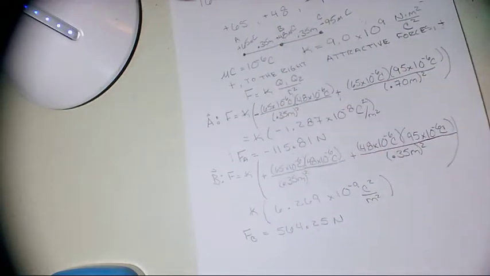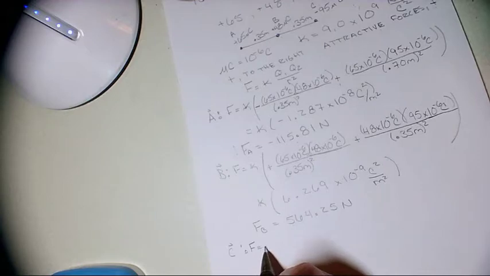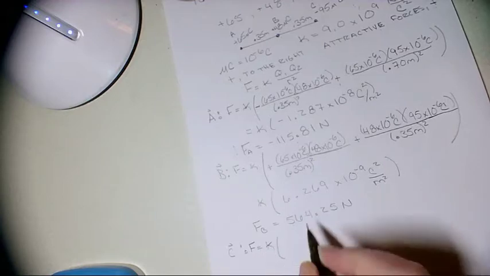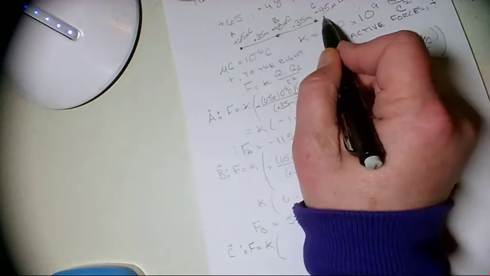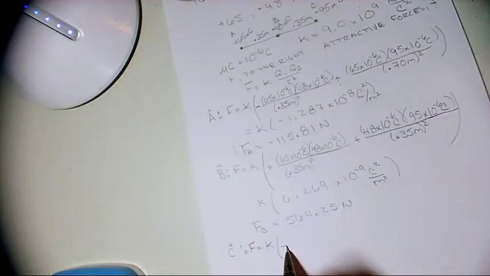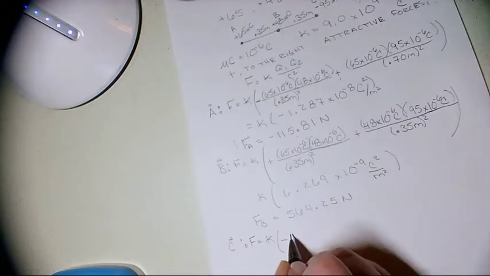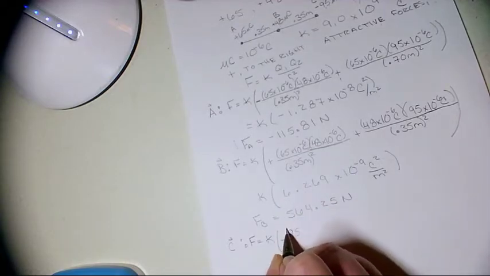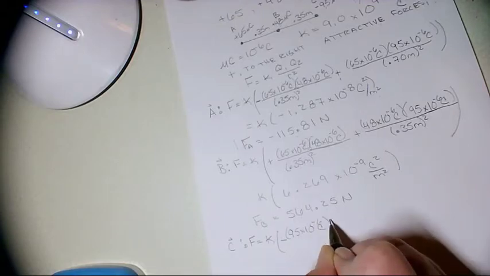So let's do our last one. Last one, C. Its force equals K times, so everything is going to be in the negative direction here. Let's just go ahead and start that off with the negative sign. So 95 times 10 to the negative 6 coulombs.